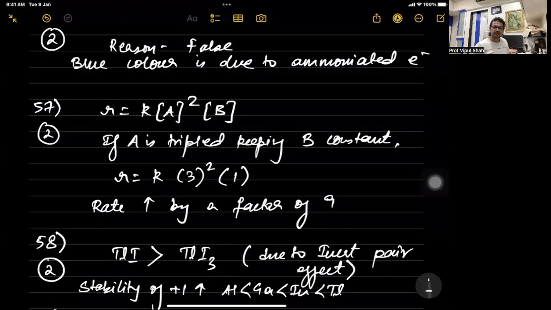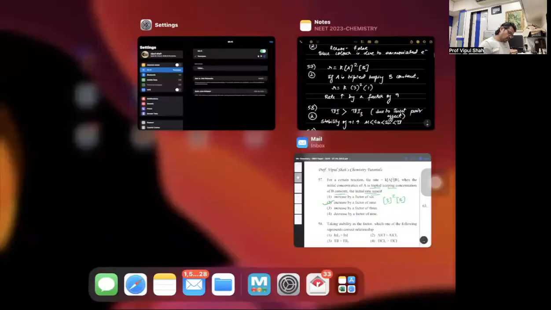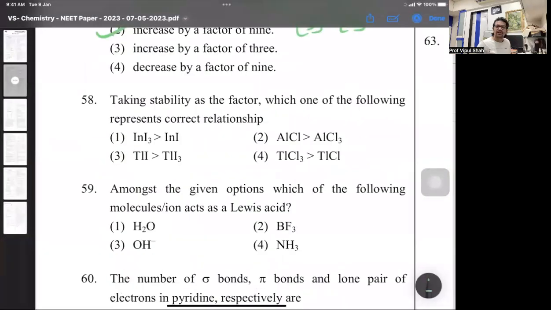All right. Next one, 58. Taking stability factor, which of the following represents the correct relationship over here? Please read the lines properly here. So the correct relationship is 3. That is over there, thallium iodide will be more stable than TlI3. Reason: here it is in +1 state, here it is in +3 state. As one goes down the group, stability of +1 oxidation state increases and that of +3 decreases due to inert pair effect. So 58 will be 3.